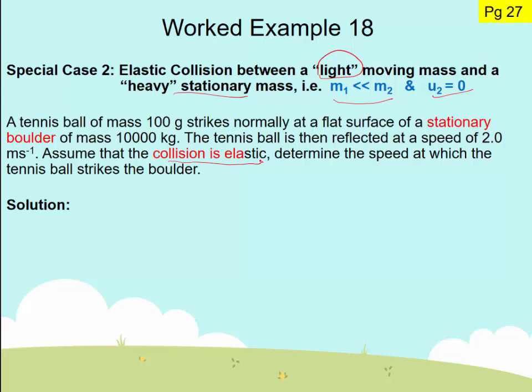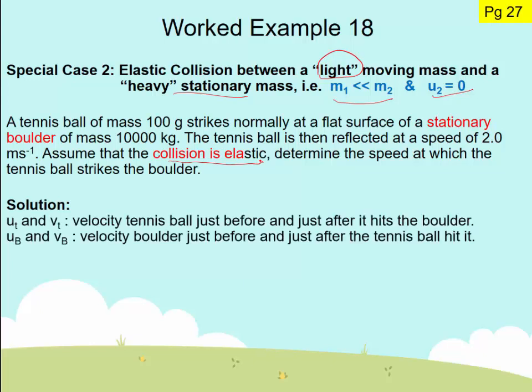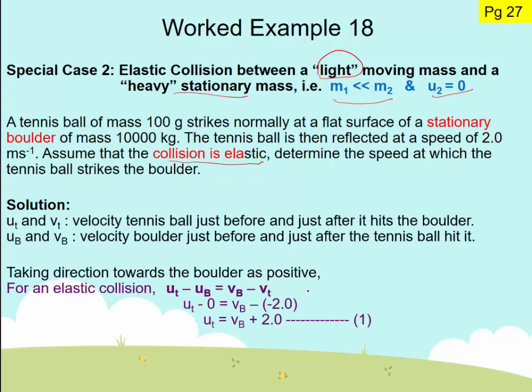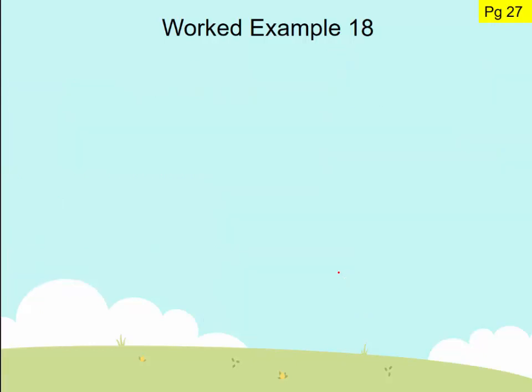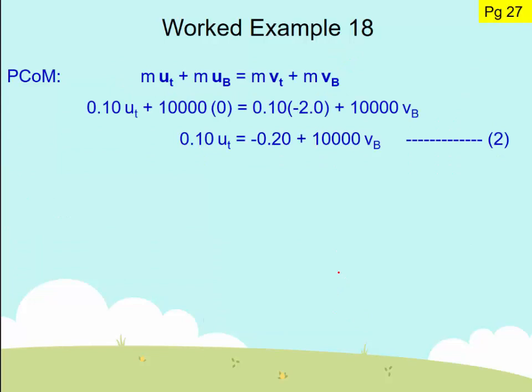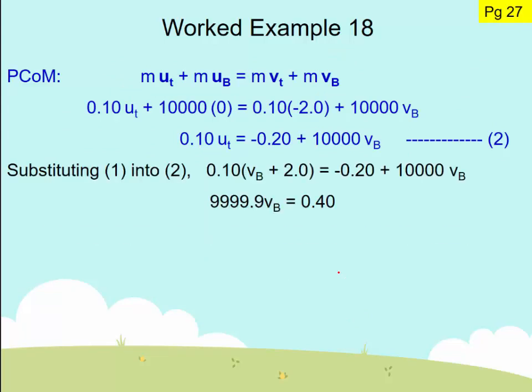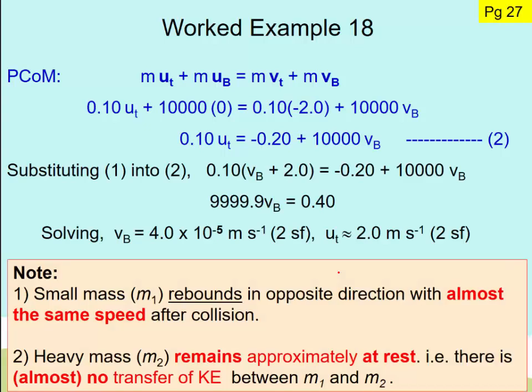Again, we make use of the two equations. Since it's elastic, we will use the relative speed formula and then we use PCOM. So we have two equations, two unknowns, and you can solve. If you notice, the small mass rebounds in the opposite direction with almost the same speed.